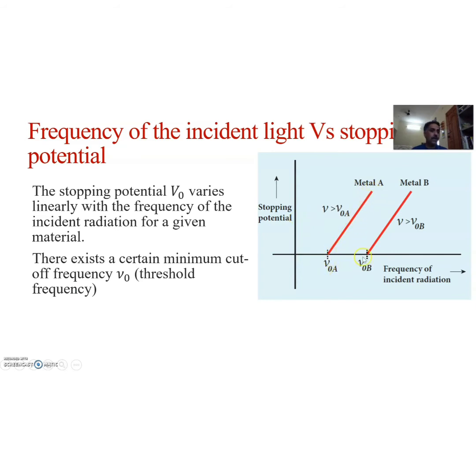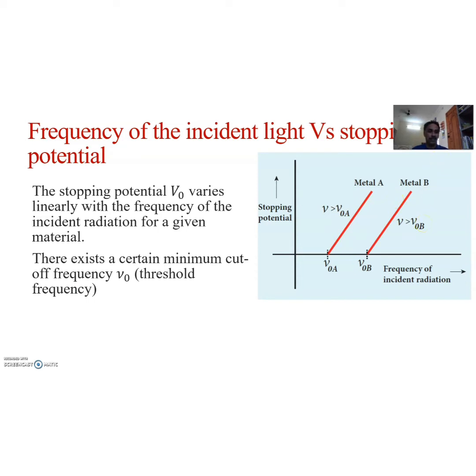But one startling piece of information is that you need a minimum frequency in order to initiate the emission of electrons. You need a minimum. That you call the cutoff frequency or the threshold frequency nu0. So this is what this graph indicates.